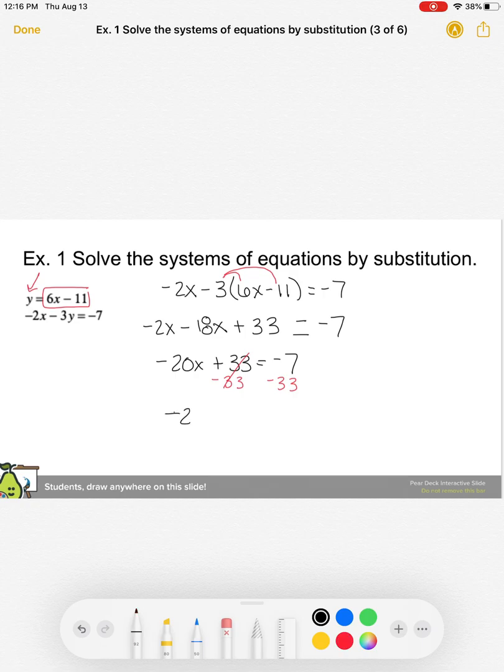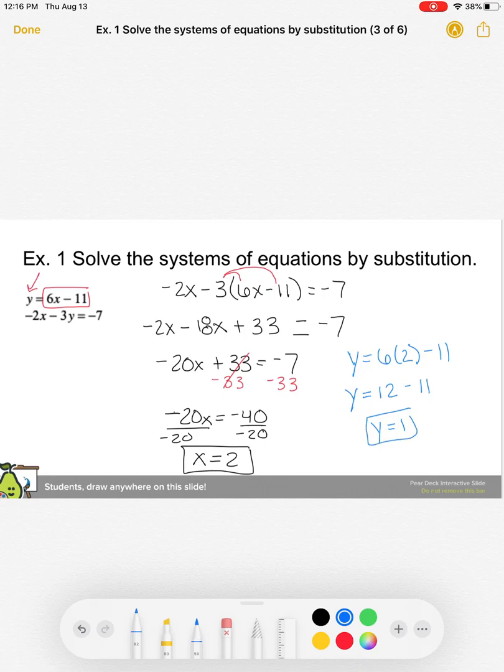So we have negative 20x equals negative 40, divided by negative 20. x equals 2. Okay, that was step 3. We solved it. Now step 4, we're going to substitute that back in, and we can substitute it in any of the equations that were provided. I'm going to use the y equals equation, so I'm going to do y equals 6 times 2 minus 11. So that gives me 12 minus 11, so y equals 1. If we were going to write this as our ordered pair, our answer would be 2, 1 for x, y.